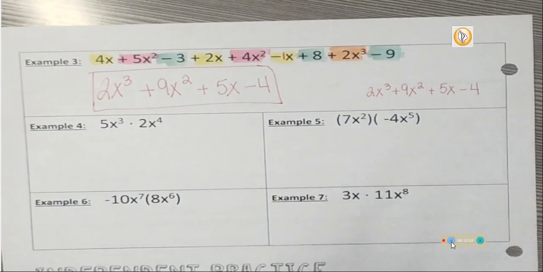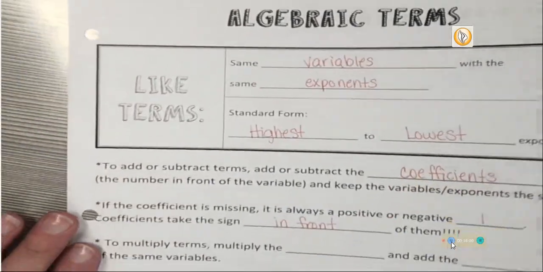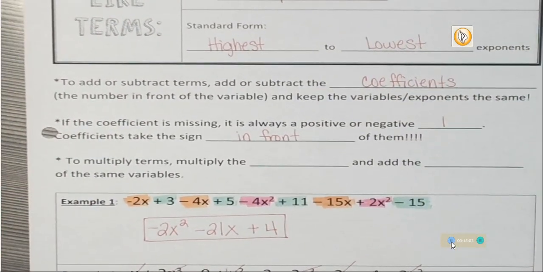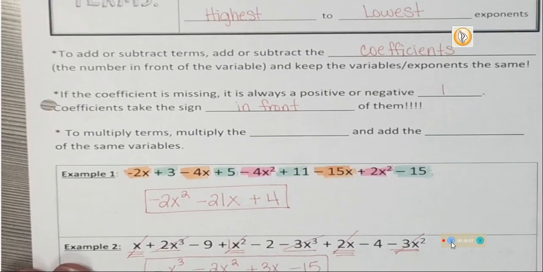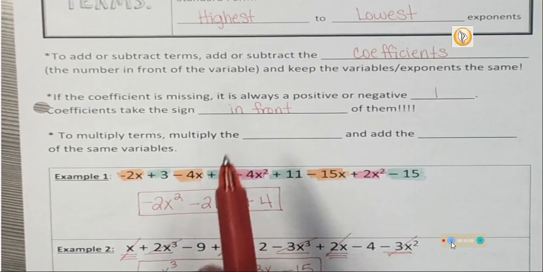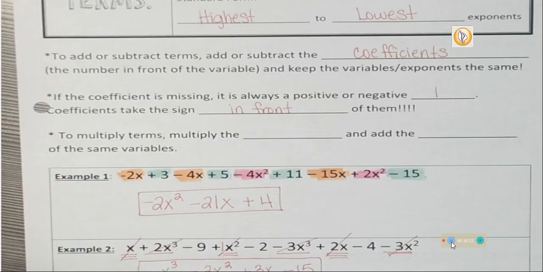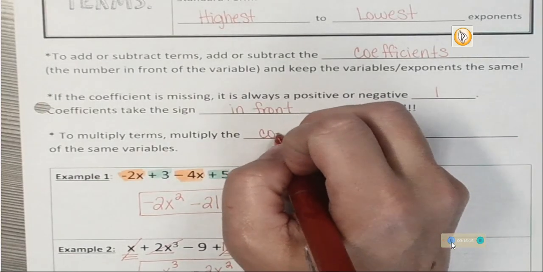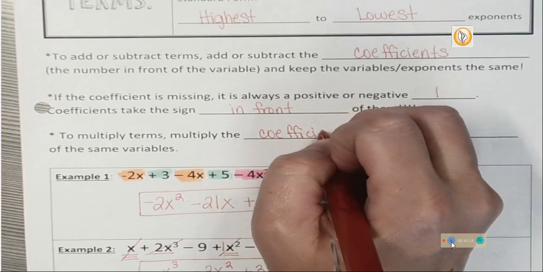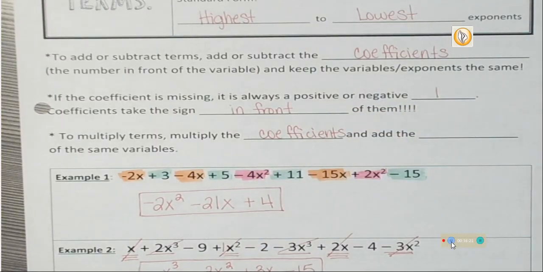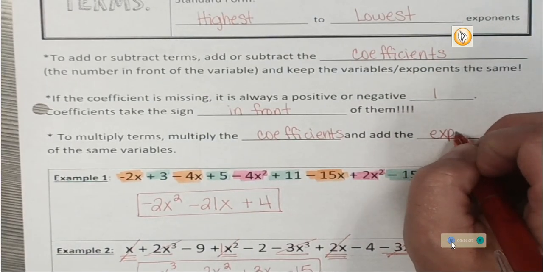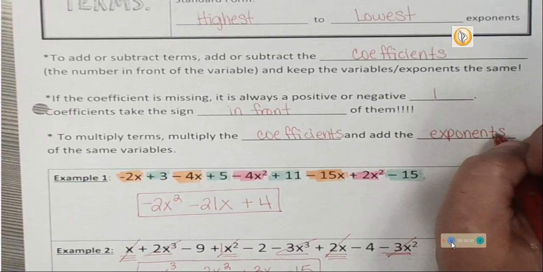Alright, so we reviewed add and subtract. Let's flip back over. Because if we remember correctly, our multiply rules are just a smidge different, okay? So, when you're going to multiply terms, you multiply the coefficients together. So, the numbers in front, you multiply those together. And then you actually add the exponents of the same variables.